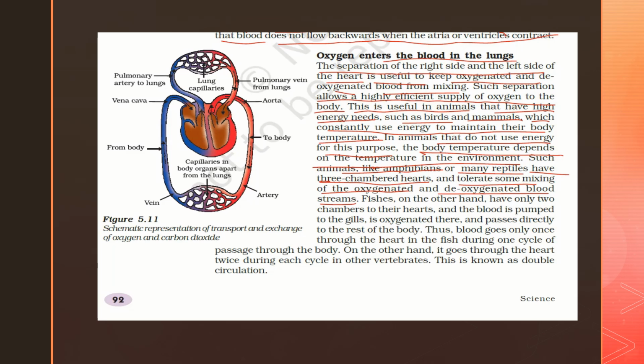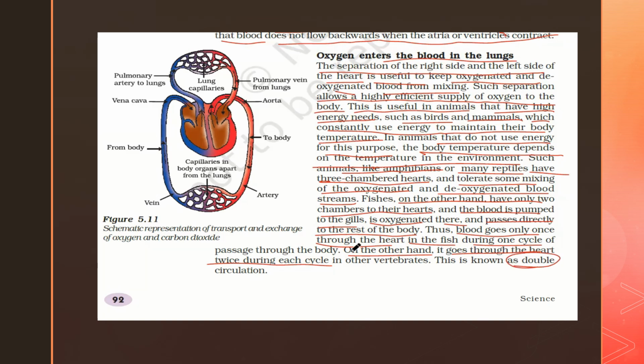They tolerate the mixing of the oxygenated and deoxygenated blood streams also. These amphibians and reptiles are generally cold-blooded animals. They don't need their blood to maintain their body temperature. They depend on the environmental temperature only, so they can tolerate some mixing of the oxygenated and deoxygenated blood. Fishes, on the other hand, have only two chambers in their heart, and the blood is pumped to the gills, is oxygenated there, and passes directly to the rest of the body. Thus the blood goes only once through the heart in fish during one cycle. On the other hand, it goes through the heart twice in each cycle in vertebrates.